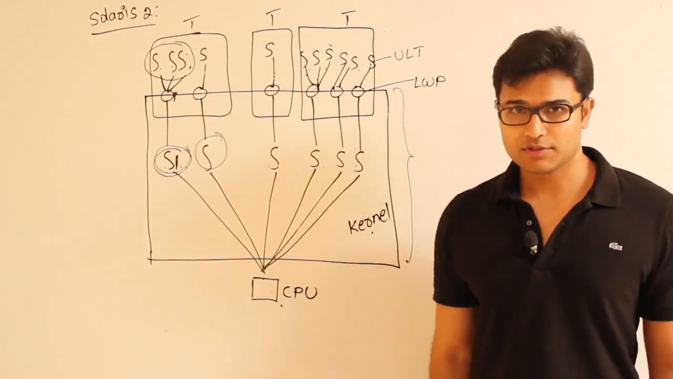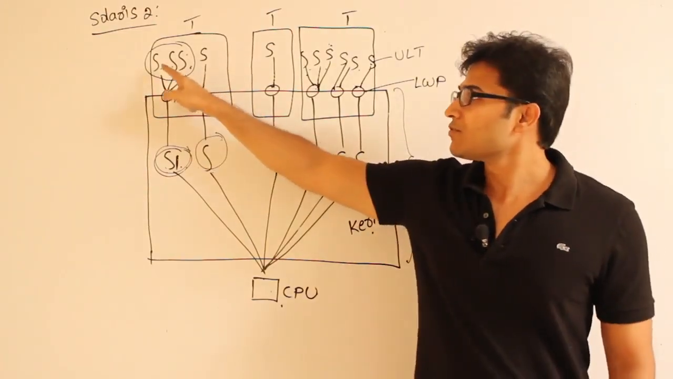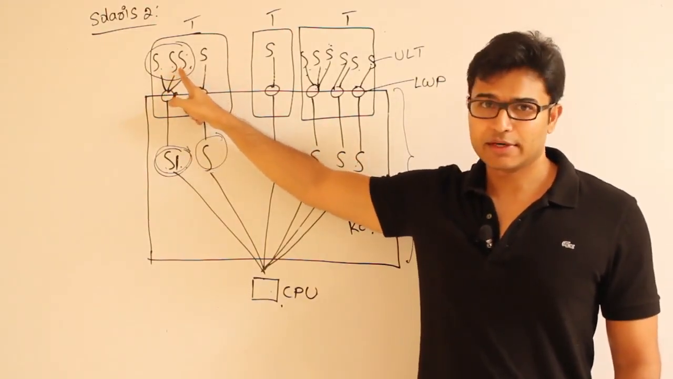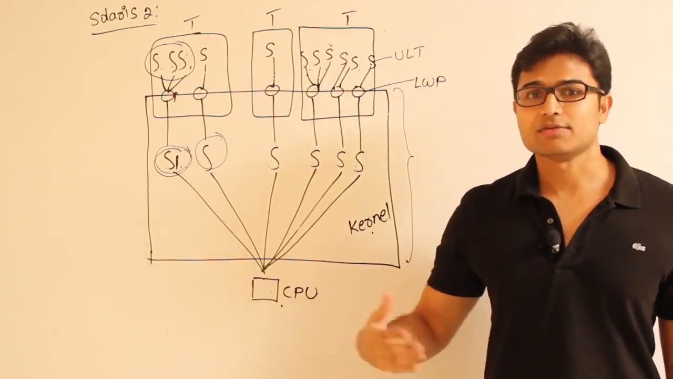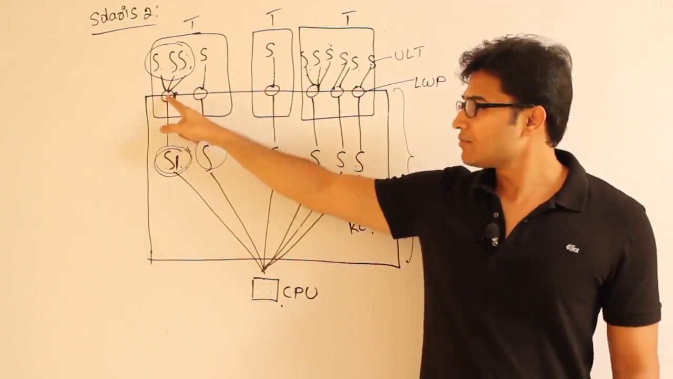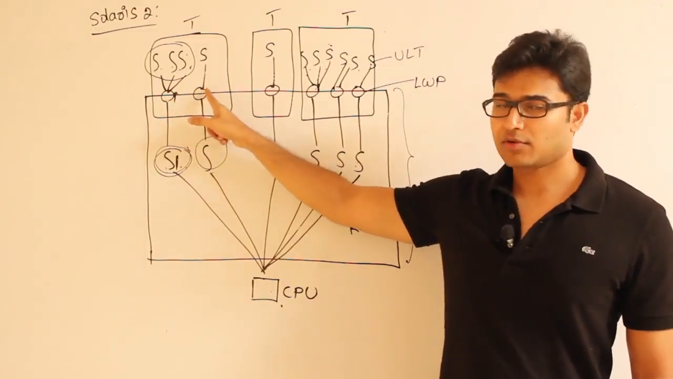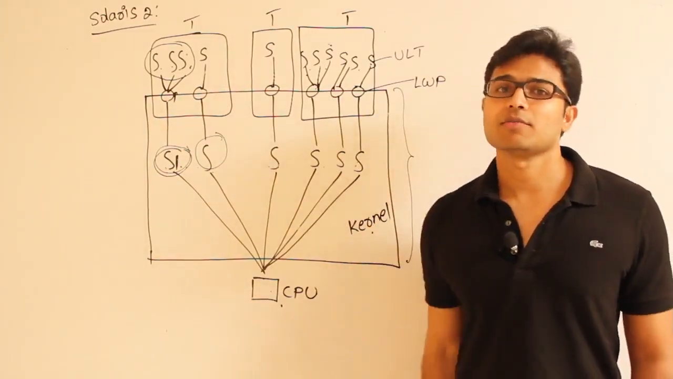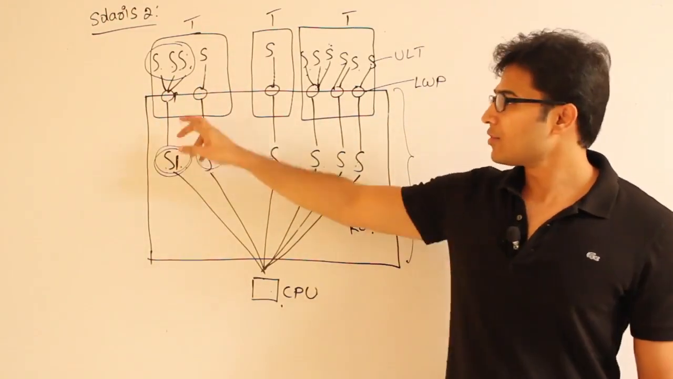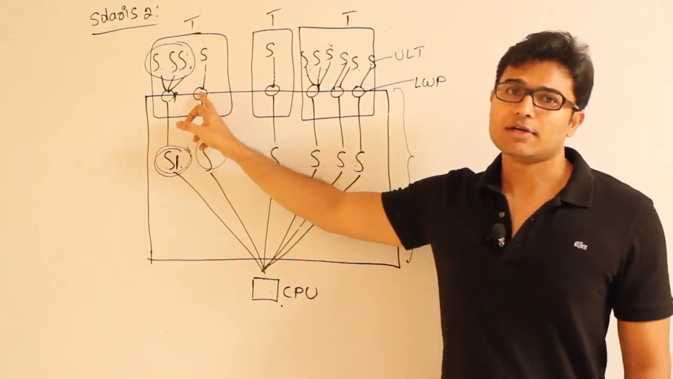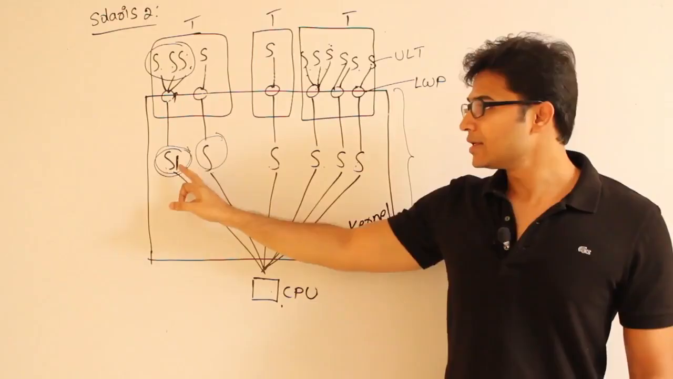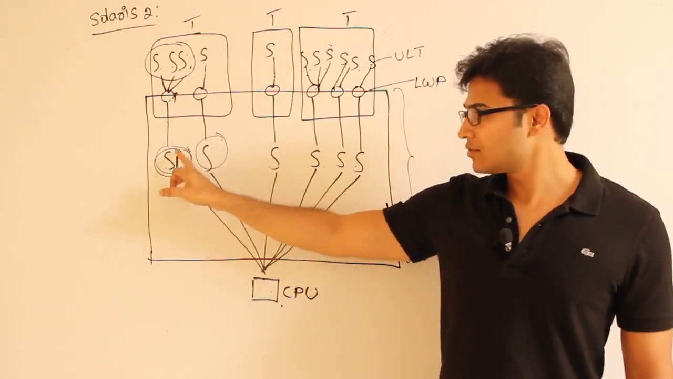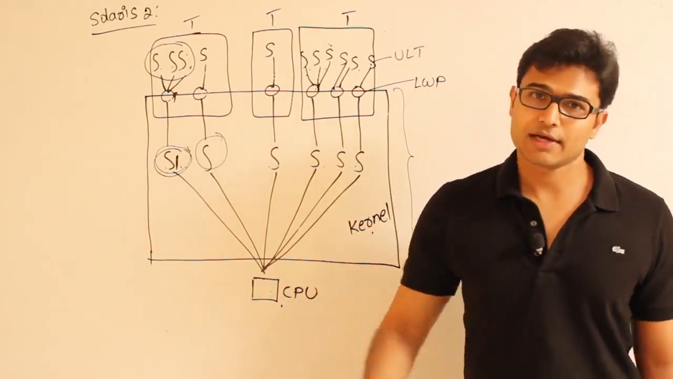Now let's talk about switching. If you want to switch from one user level thread to another user level thread, there is no need of a system call at all. Therefore, it is fast. If you want to switch from one lightweight process to another lightweight process, it has to undergo some context switching. Therefore, certain system calls are involved in this. It is a bit slower. Similarly, when you want to switch from here to here, again some more work has to be done.